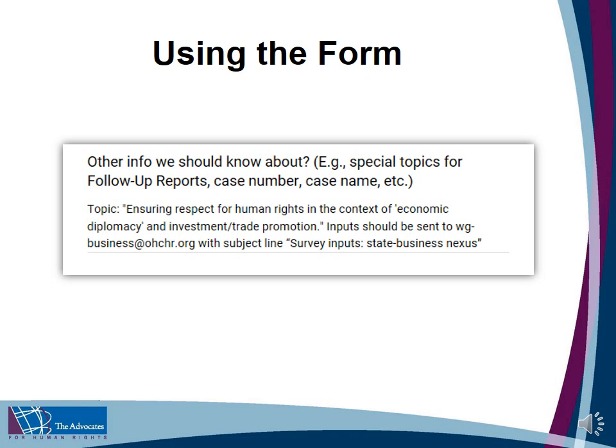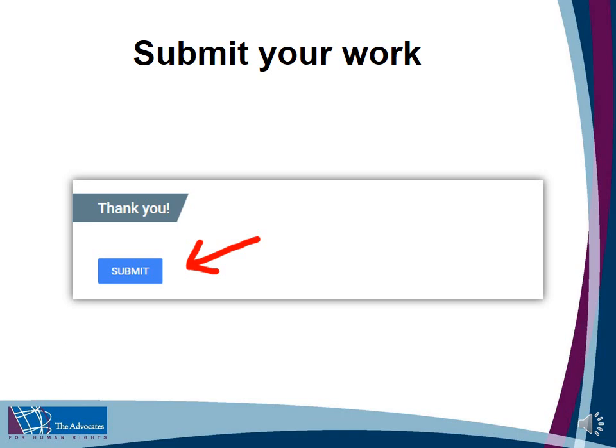So finally, add any other information that you might have found. If needed, you can use the Other info field if you are unsure about any of the form's drop-down options. In this example, the working group provides a topic for their call for inputs, which is ensuring respect for human rights in the context of economic diplomacy and investment trade promotion. The working group also provided an email address and an appropriate subject line, so I just copy that information and paste that info right into the form. Yay, we finished the form.